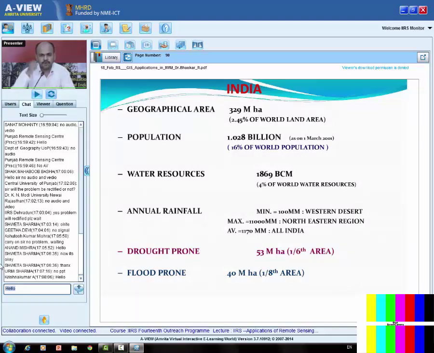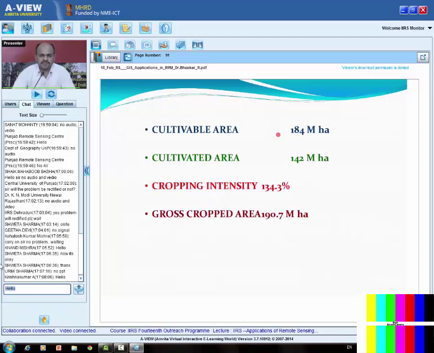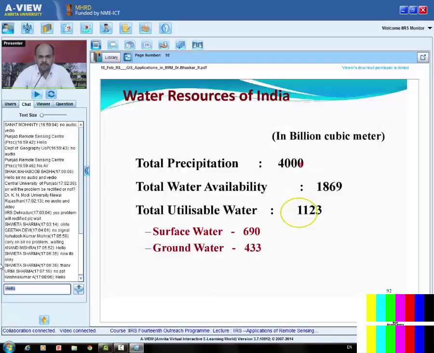As we all know, we are blessed with cultivated land, and we are blessed with the amount of water that we get. In total, we get 4,000 billion cubic meters of water as precipitation.